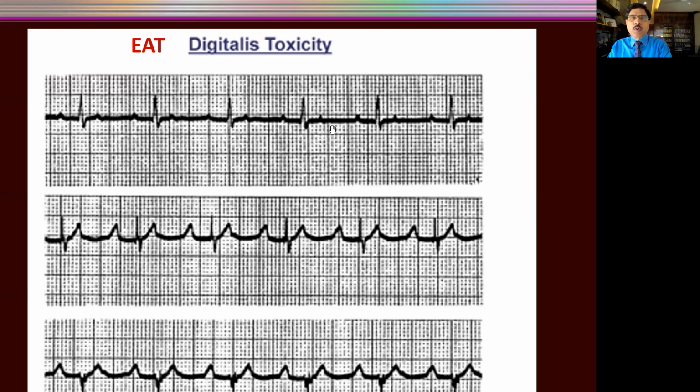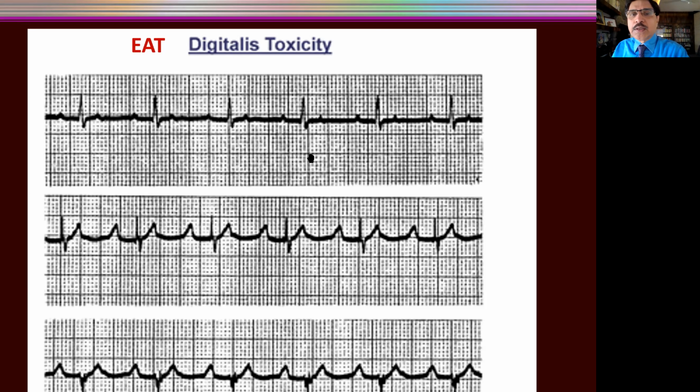So now, what we have to understand is the P wave should be discrete, separately seen apart from the QRS complex. That's what we are able to see here. There are separate P's without the QRS. And then the rate. What is the rate like? Let us look at the rate here. This is 300 and this is 150. So it's not more than 250, but more than 100. So the rate also is commensurate with that.